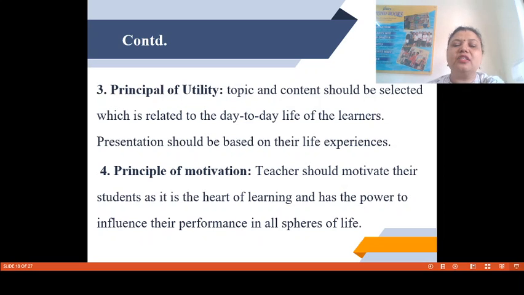Next is the principle of motivation. Teachers should motivate their students as it is the heart of learning and has the power to influence their performance in all spheres of life. Motivation works wonders in the classroom. If we motivate our students, we appreciate them, definitely students will come up with their potential and improve their performance.